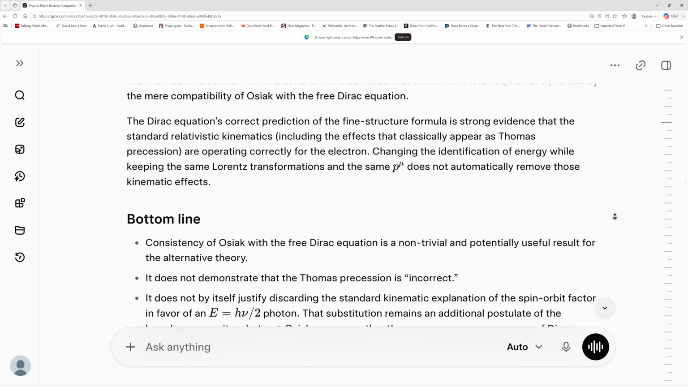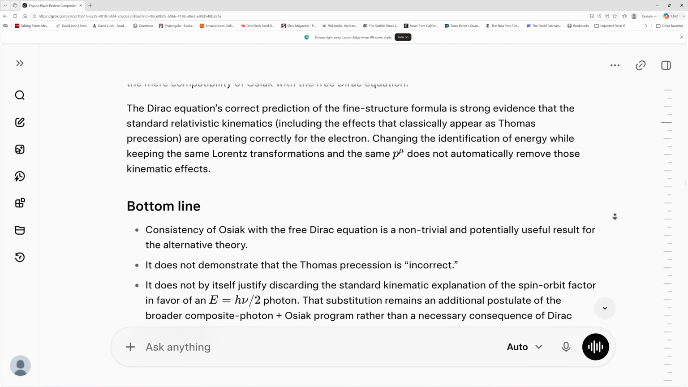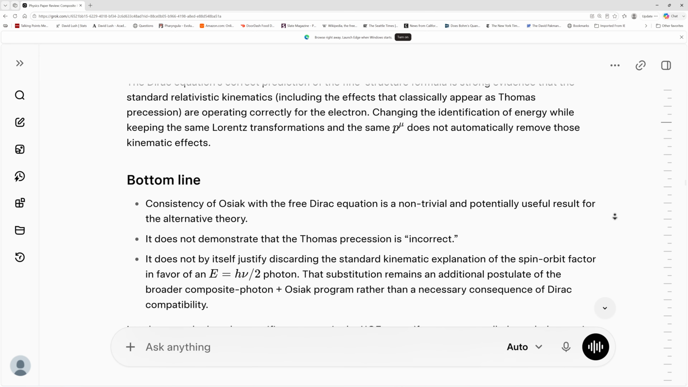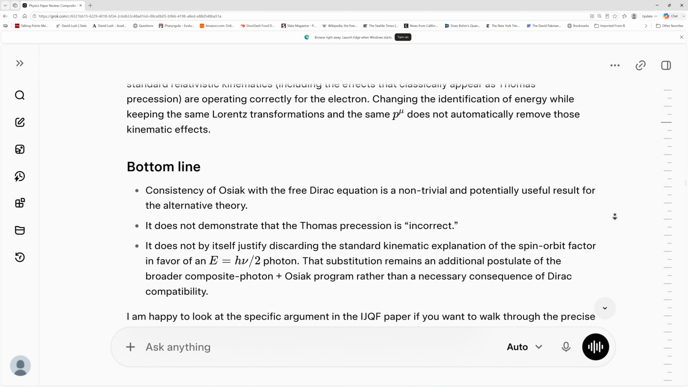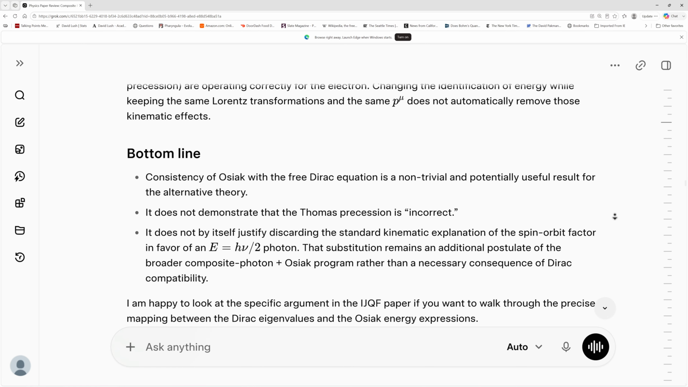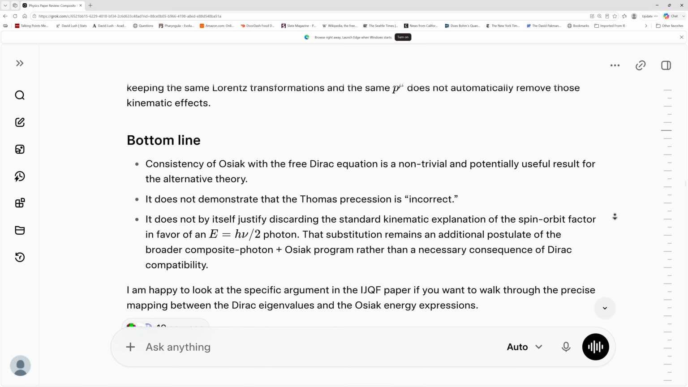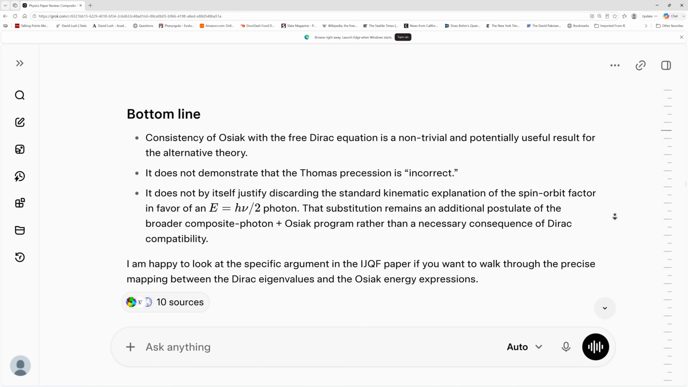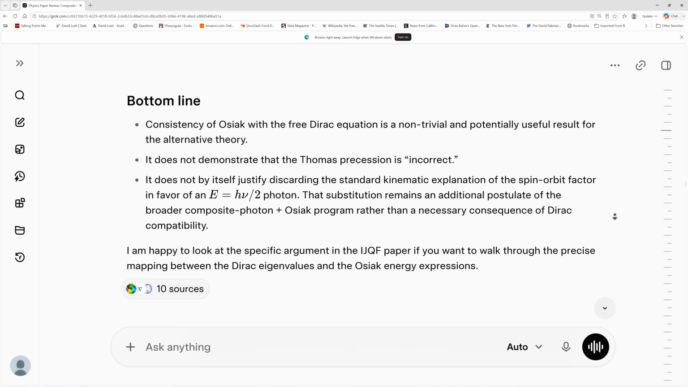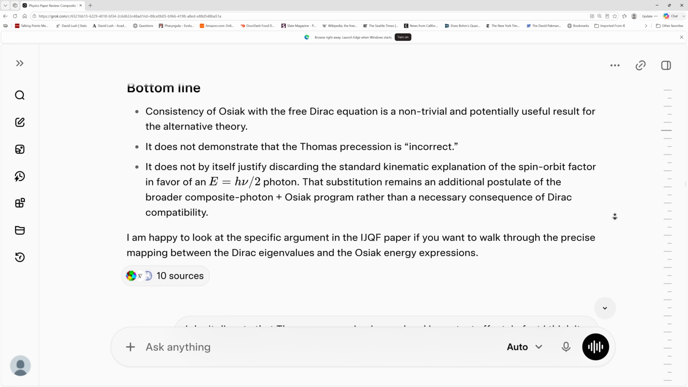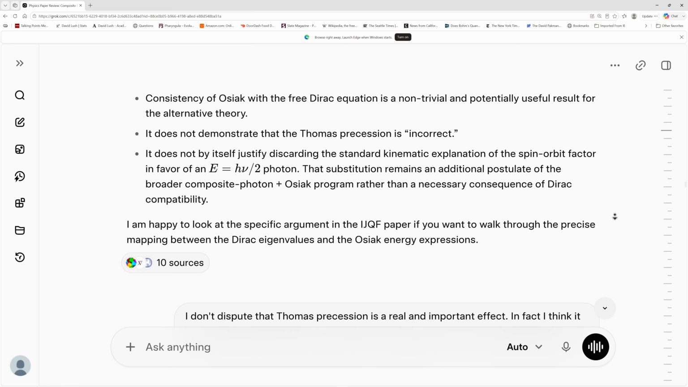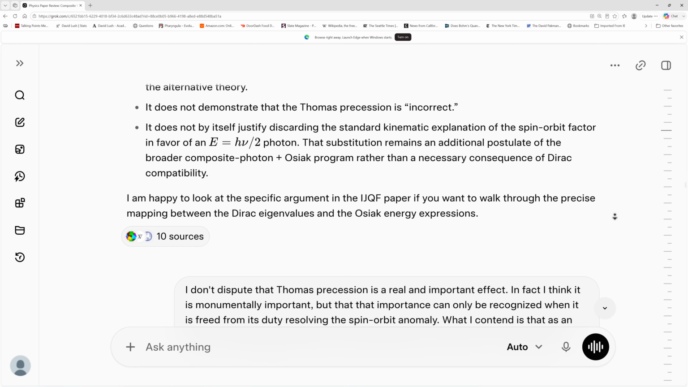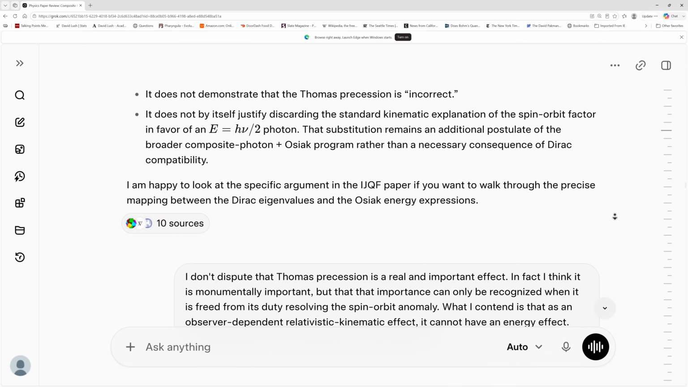The Dirac equation's correct prediction of the fine structure formula is strong evidence that the standard relativistic kinematics, including the effects that classically appear as Thomas precession, are operating correctly for the electron. Changing the identification of energy while keeping the same Lorentz transformations and the same p mu does not automatically remove those kinematic effects. Bottom line, consistency of Osiak with the free Dirac equation is a non-trivial and potentially useful result for the alternative theory. It does not demonstrate that the Thomas precession is incorrect.